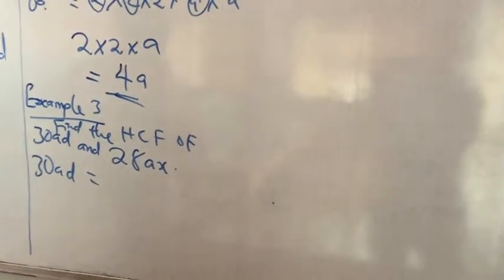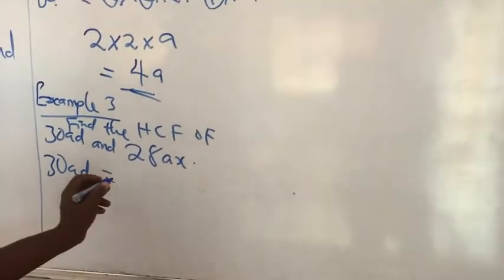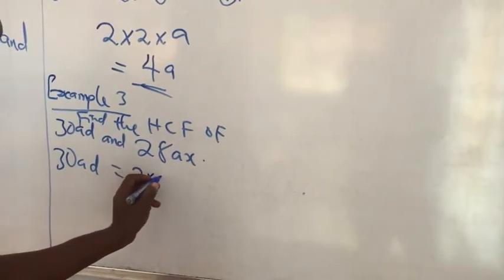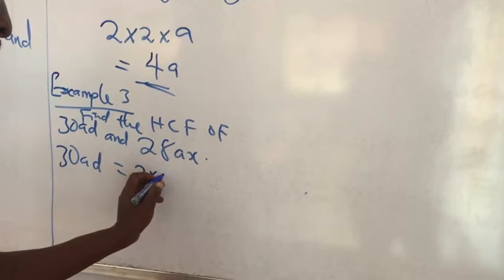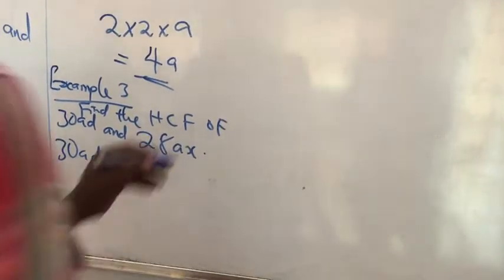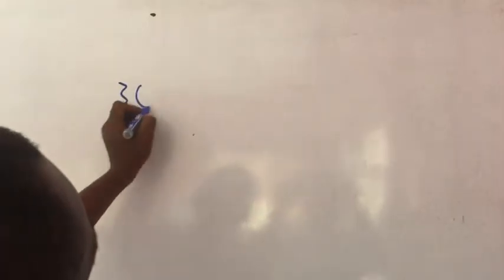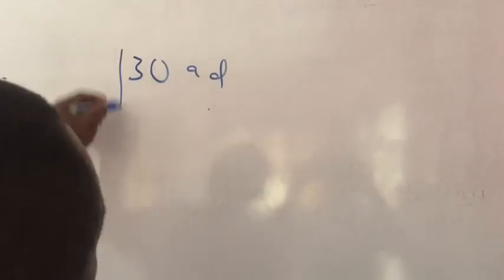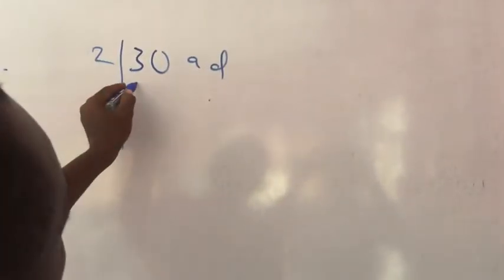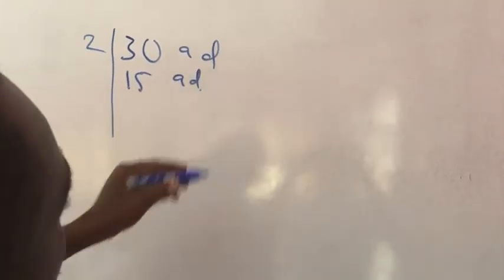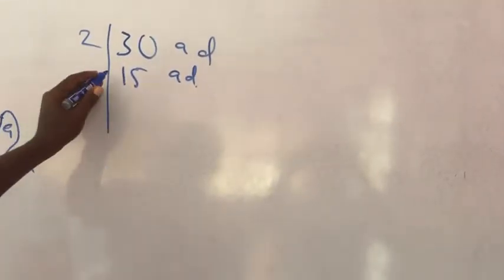Now, let's take 30AD first. Let's divide it in a simpler way. You can say 2 times what? Who can guess? Let me make it simpler for you. If you are confused on what the value of 30AD will be, you can just say 30AD. Now, you start taking it from the lowest. 2 in 30, you have 15. Then you have AD.